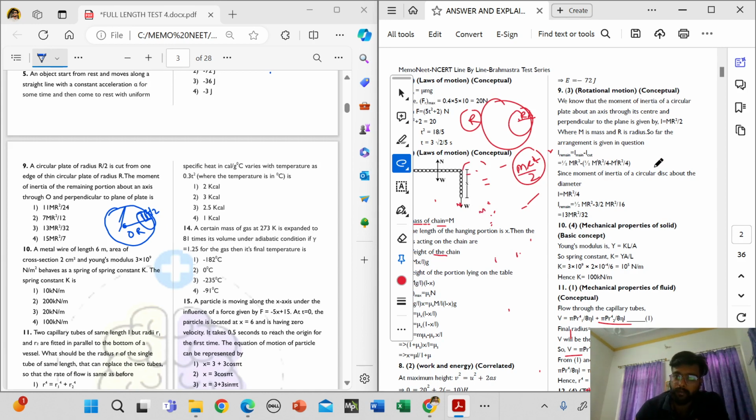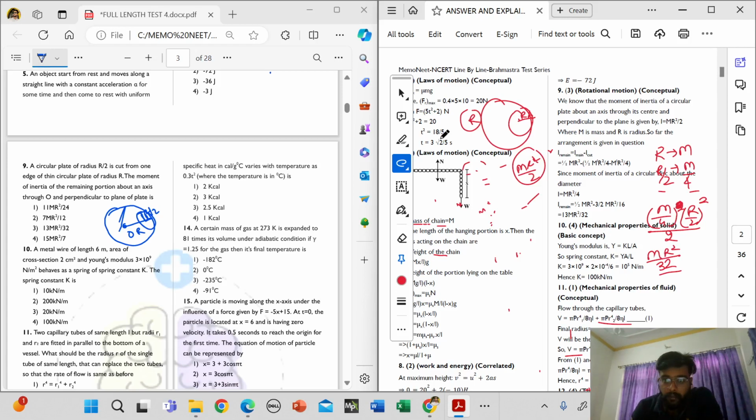Now we have cut down. We know that this r radius plate has the mass m, so this r by 2 plate will have the mass m by 4. You can see from the figure. So this cut down part will have the moment of inertia mr square upon 2, where the mass is m by 4 and the radius is r by 2. So we get m r square upon 32.